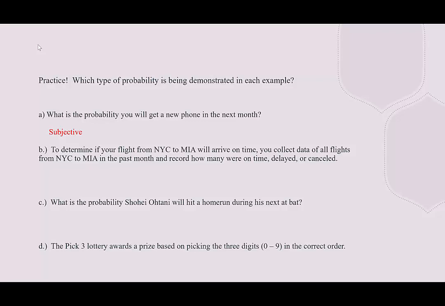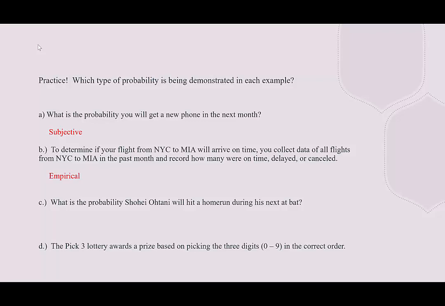To determine if your flight from New York to Miami will arrive on time, you collect data of all flights from New York to Miami in the past month and record how many were on time, delayed, or canceled. This would be empirical. You're looking at a list to see what the probability is based on the previous month's flight patterns, and then you're applying it to yours. So will it be on time? What percent chance does your flight have?